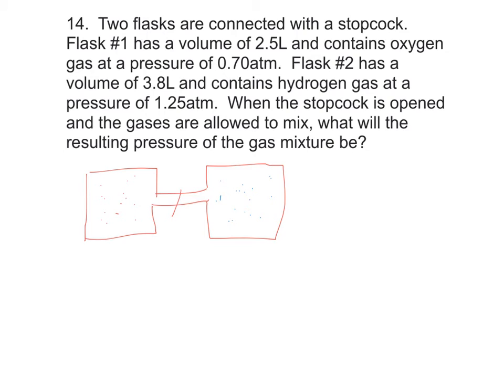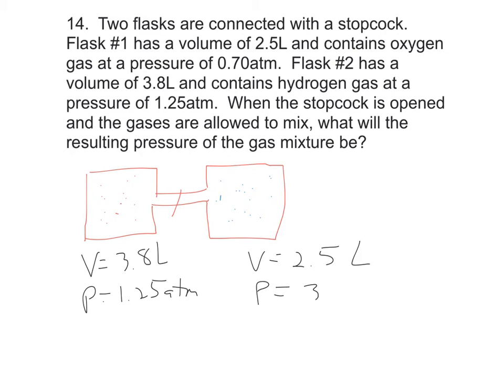And we can further say we had volume over here equal to 3.8 liters and pressure equal to 1.25 atmospheres. And over here the volume was equal to 2.5 liters. And the pressure is equal to 0.7 atmospheres.